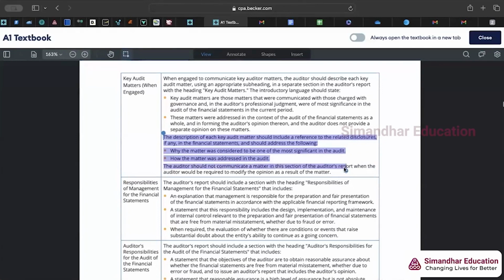The auditor should not communicate a matter in this section when it could modify the opinion. If it is a modification, it will not come in key audit matters. It will go in your opinion paragraph. You will communicate only matters that are most important and are unqualified opinions here. Are we clear?